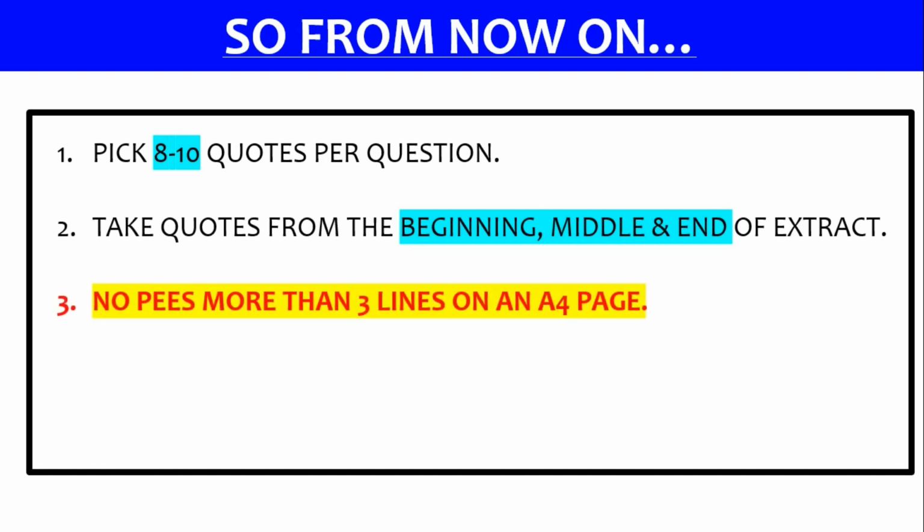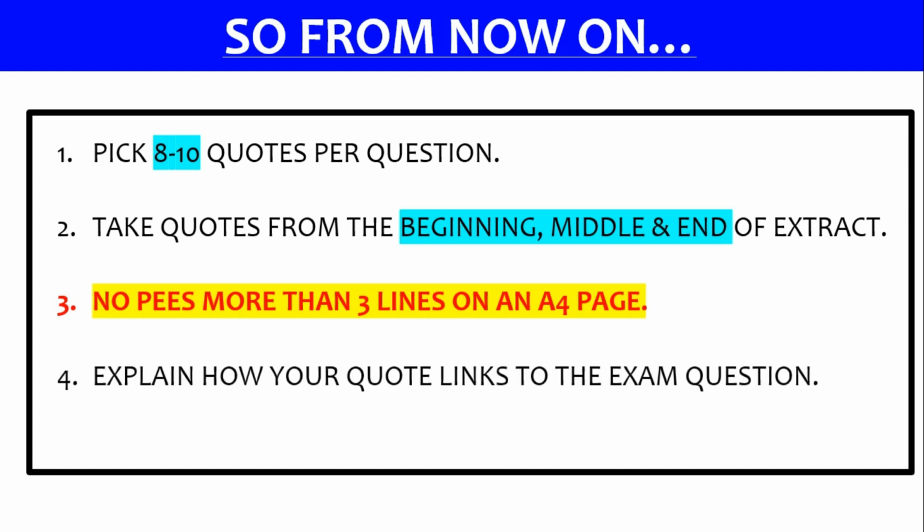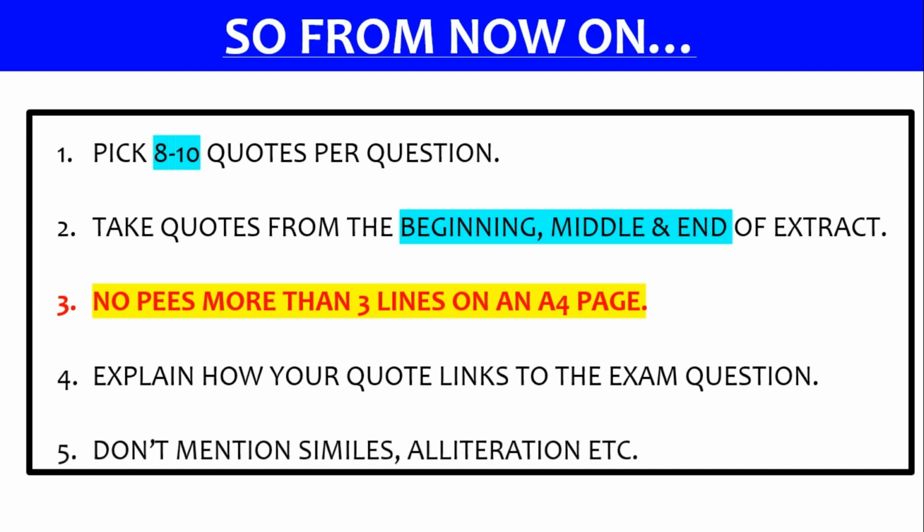No PEs more than 3 lines on an A4 page. The main thing you need to get away from is doing a 10-mark question and basically doing 2 massive PEs on 2 quotes. That's not going to get you the high marks. Where we want to get the high marks is to do a couple of lines on 8 to 10 quotes, saying why you've chosen it, in this case why the quote is dramatic or exciting, and what the writer has done to make it that way. Explain how your quote links to the exam question.